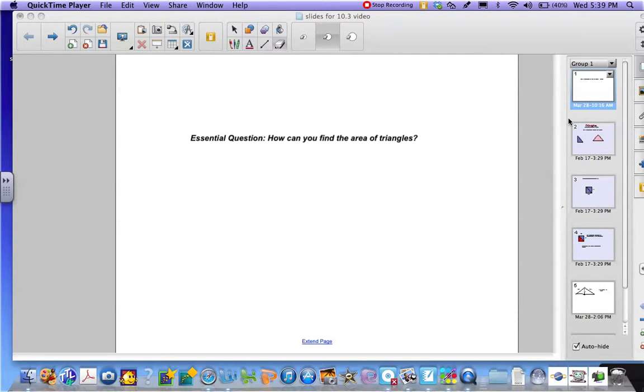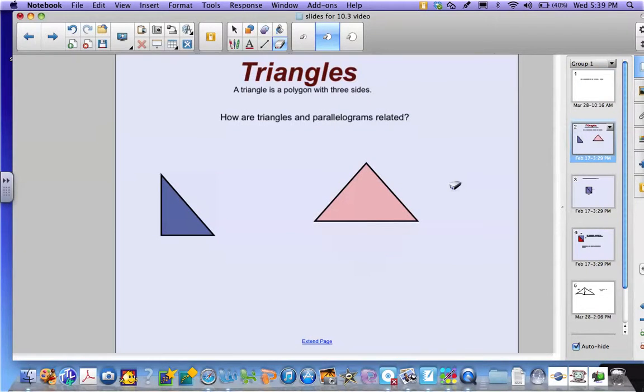Okay, how can you find the area of triangles? So the first thing, a triangle is a polygon with three sides. And how are triangles and parallelograms related? That's important to understand when you want to think about the area.